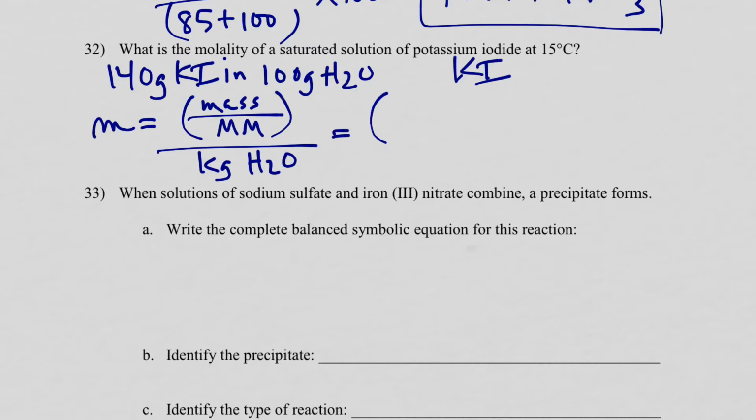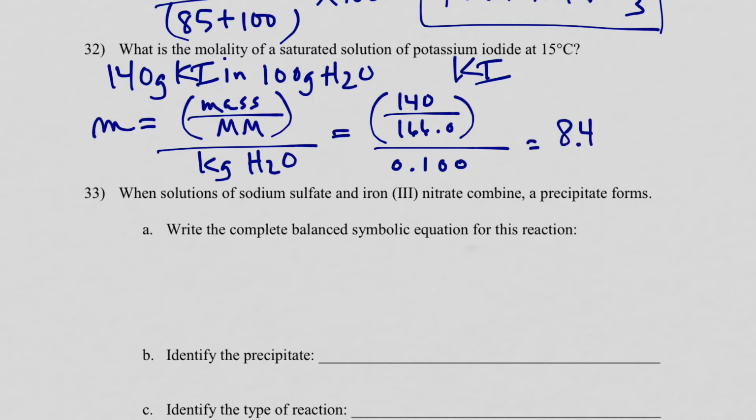The mass of the solute is 140 of the KI. Molar mass of KI, 1 K, 1 I, is 166.0. And then 100 grams of water is 0.1 kilograms. Calculator, and 8.43 molality KI. Remember, molality is the cursive or italicized lowercase m. And that takes care of the questions that relate back to the solubility curve on page 12 of your reference book.